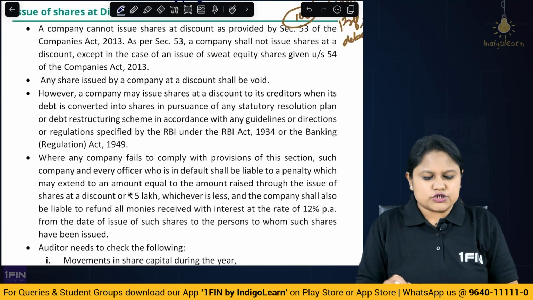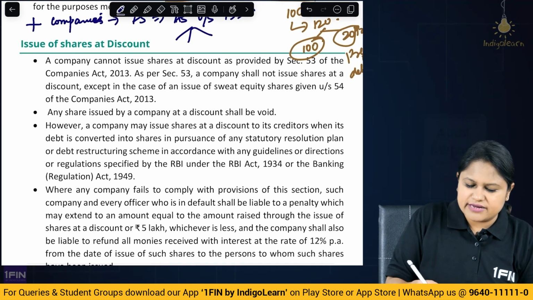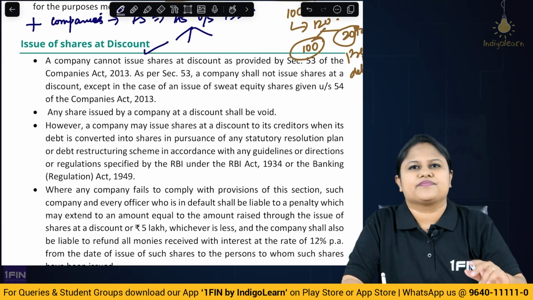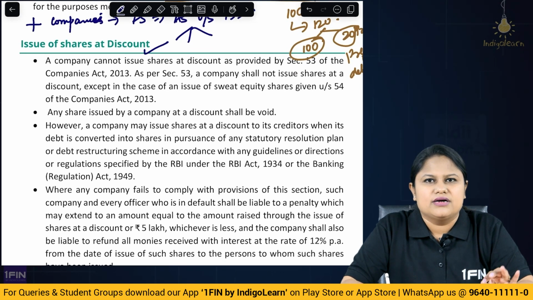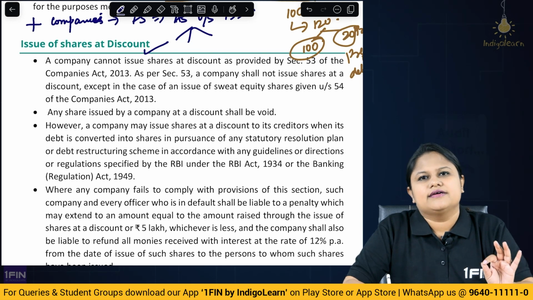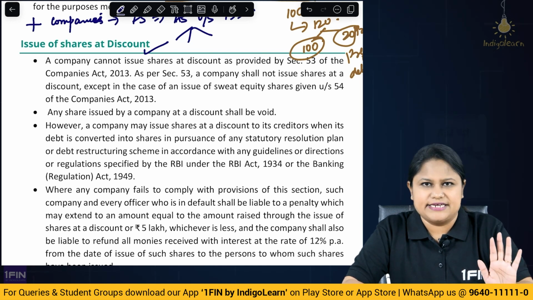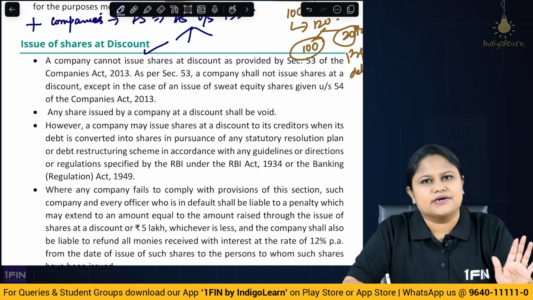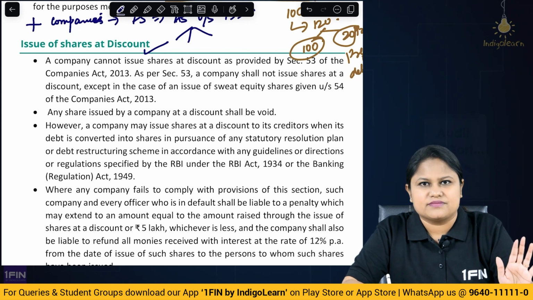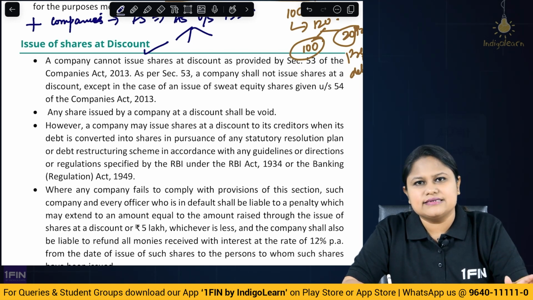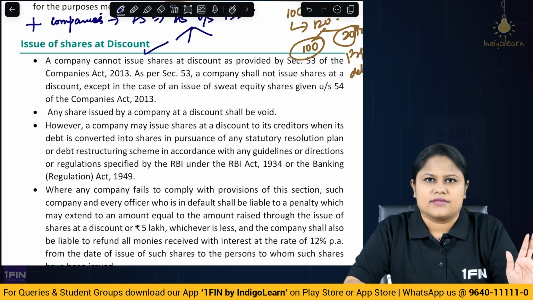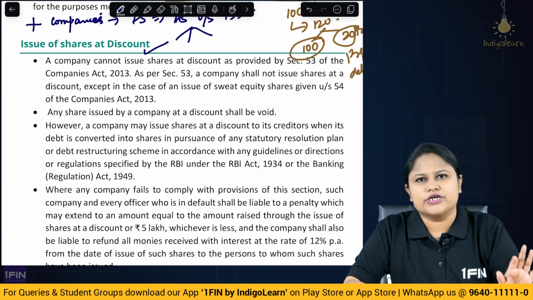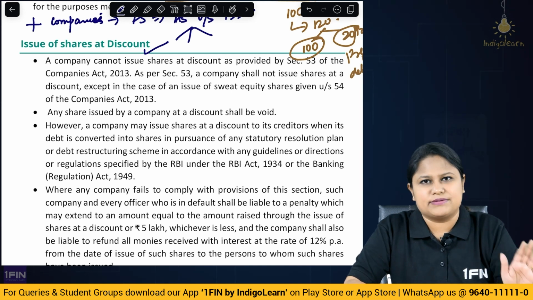Now moving on to the next one, the second specific matter that we have is issue of shares at a discount. Now what is discount? Discount simply means a 100 rupee share issued at 80. This is not allowed, totally prohibited. An allotment like this is going to be void. This is totally prohibited by company law, not acceptable.